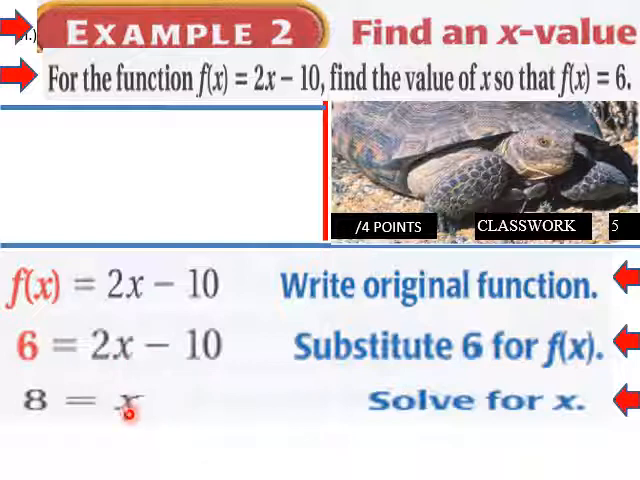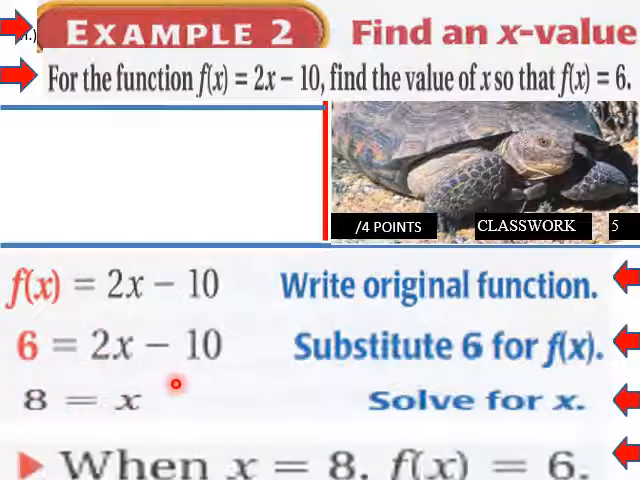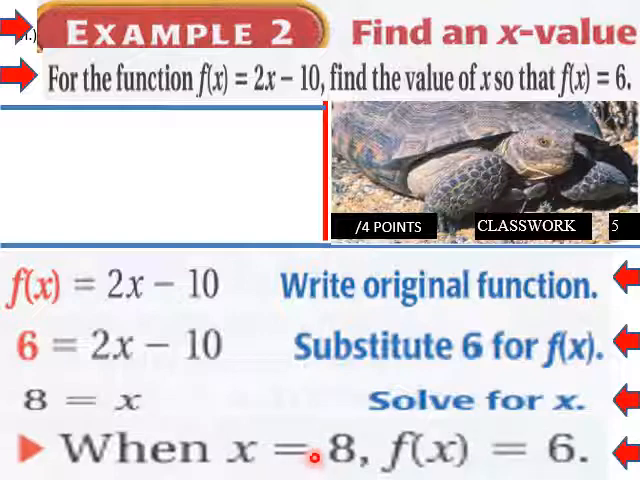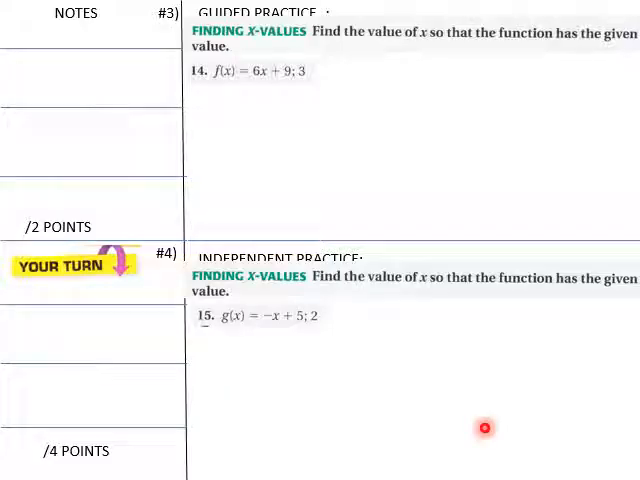Okay, so we'll find out what x is. x would equal 8 for that. We bring this over here, and then divide both sides by 2, and we get x equals 8. So x equals 8 when f of x equals 6.